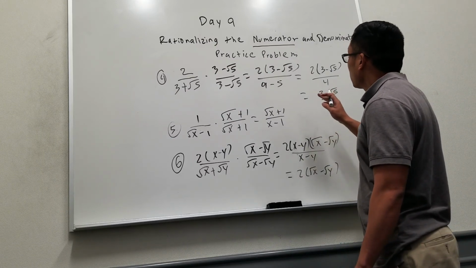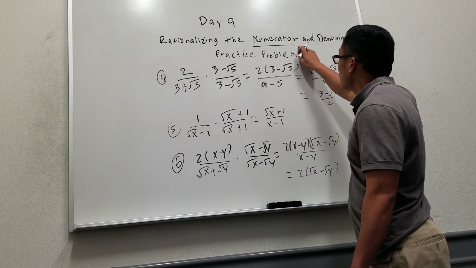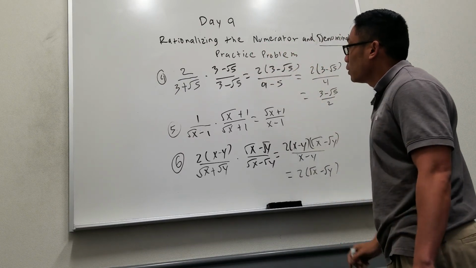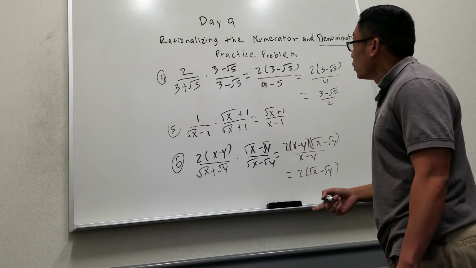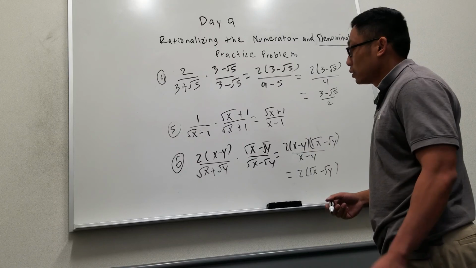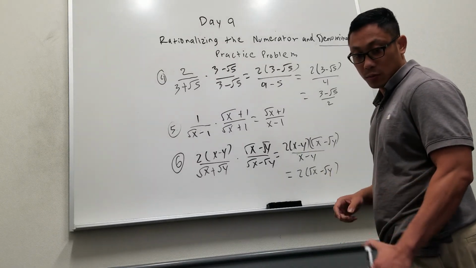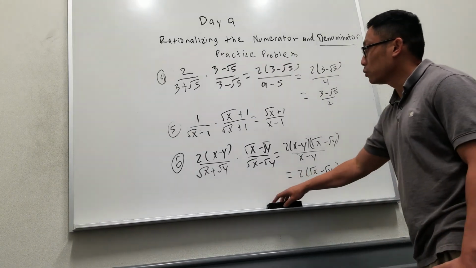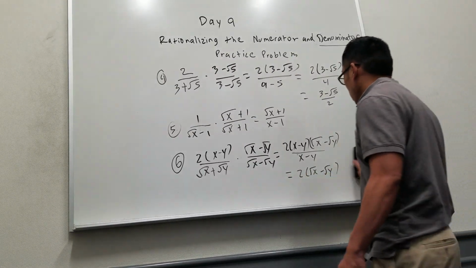I didn't erase it, so you might see this underline. What is that? This is not the numerator, this is the denominator. Okay? What we've been doing the whole time is we were rationalizing the denominator. Okay, it's good to note. If you're wondering, this is the denominator. Now we're going to be doing the numerator.